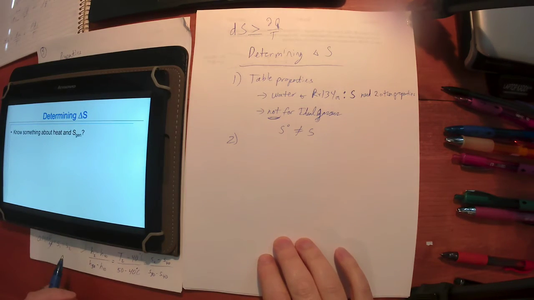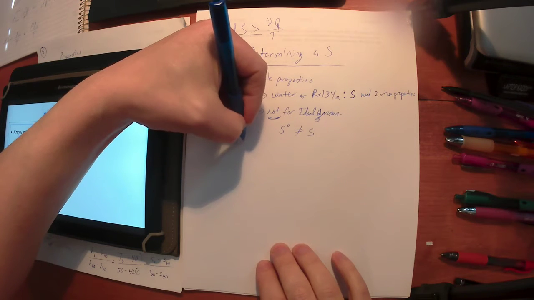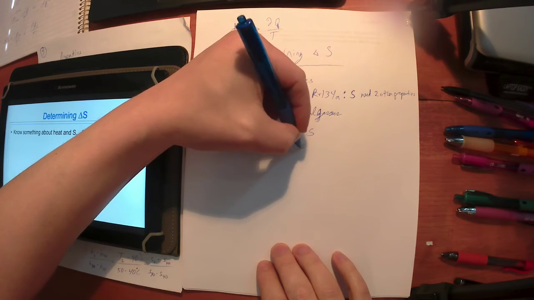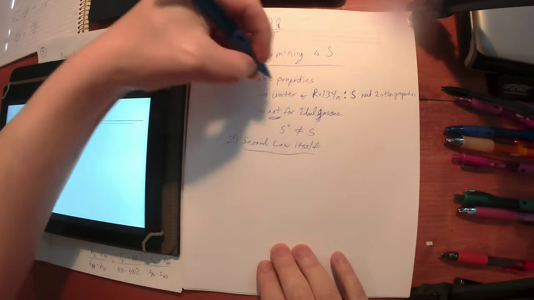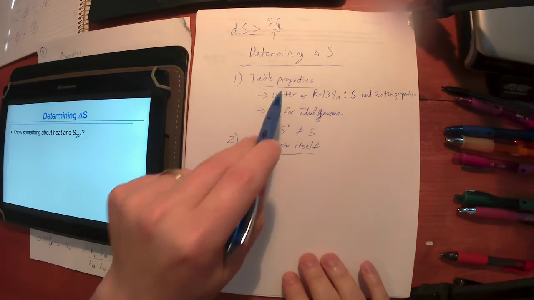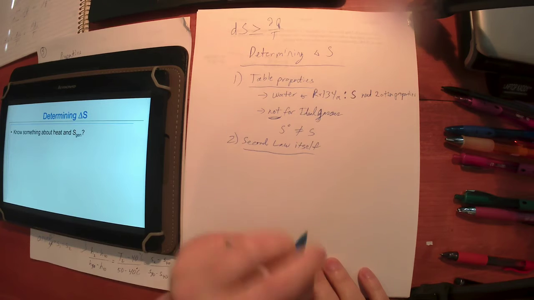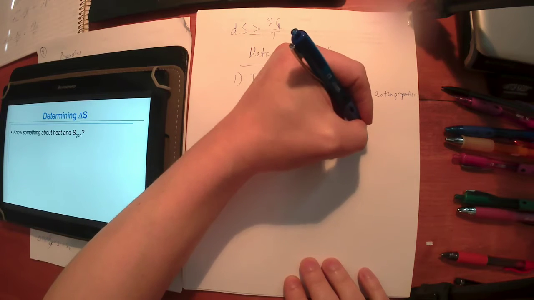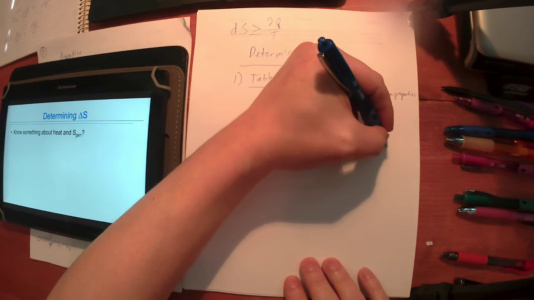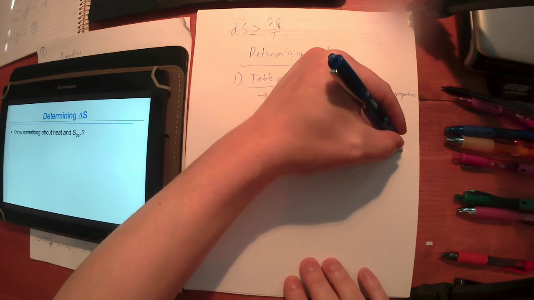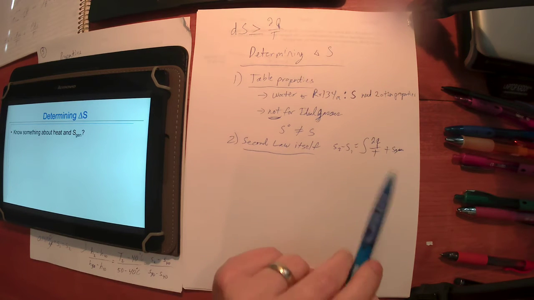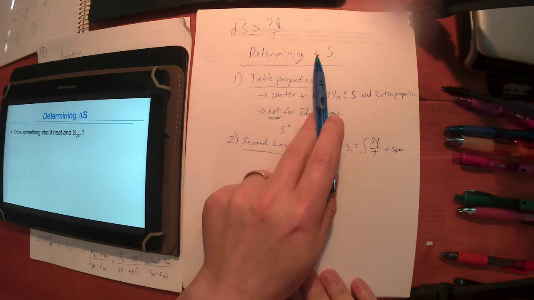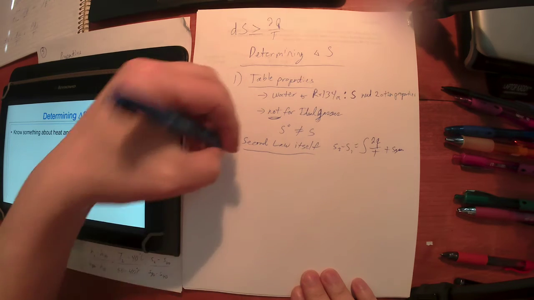The second way that we can determine delta s, I like to say, is the second law itself. All right, so again, three ways you can determine delta s. First one is table properties, works great if it's water and R134a. Second way is the second law itself. Again, remember, delta s, using little s's here, is equal to the integral of δq over T plus s_gen. So what that means is if I can quantify these two terms, I can use the second law to determine delta s. Okay? That's going to come in a number of forms.